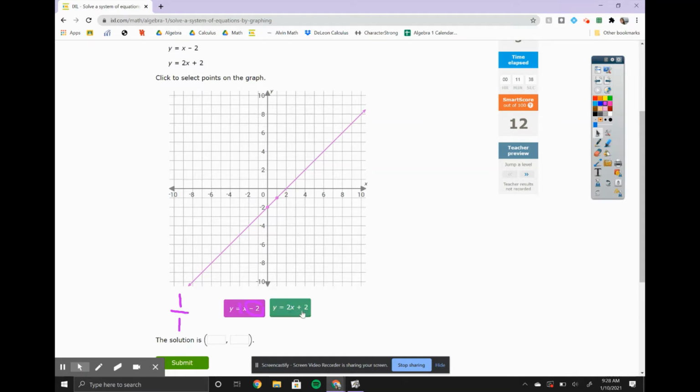Now I'm ready to graph the green line, so I click the green. And I look at the intercept. Oops, forgot to change colors. At the intercept, it's going to be a +2 here. So I go to my y-axis, up 2, and I click. And then my slope here is a 2, which means it's 2 over 1. So I'd go up 2, right 1.